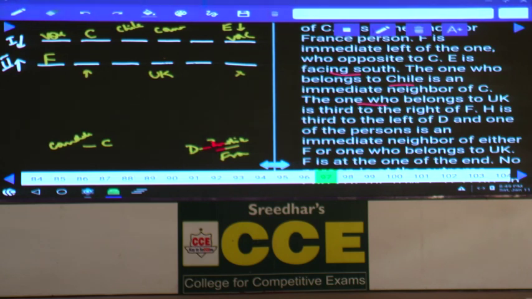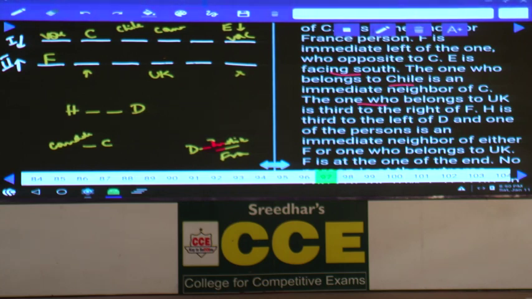And H is to the left of D. And one other person is an immediate neighbor of F or the person who belongs to UK. Now H is to the left of D, and between these two persons, one is adjacent to either F or UK. That means H and D are in row 2. H and D are in row 2, and H is seated to the left of D. And one of the persons is an immediate neighbor of F or UK.